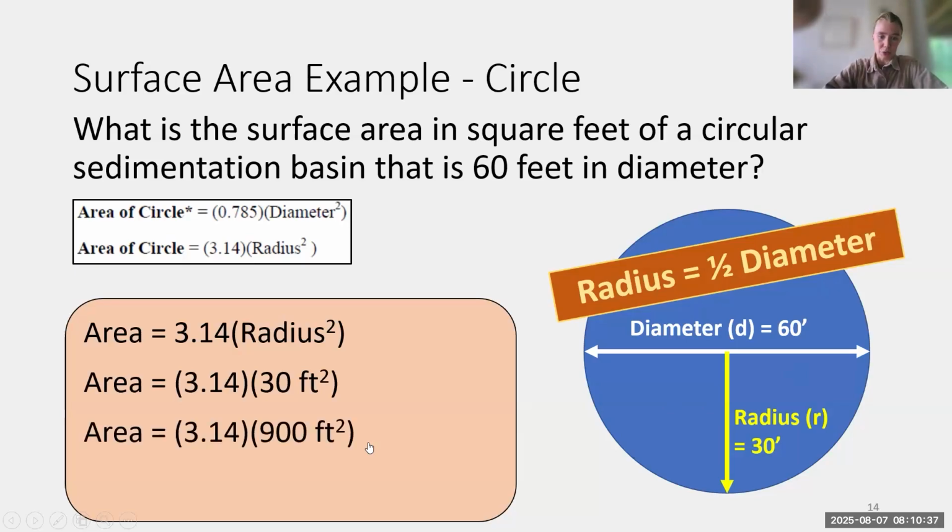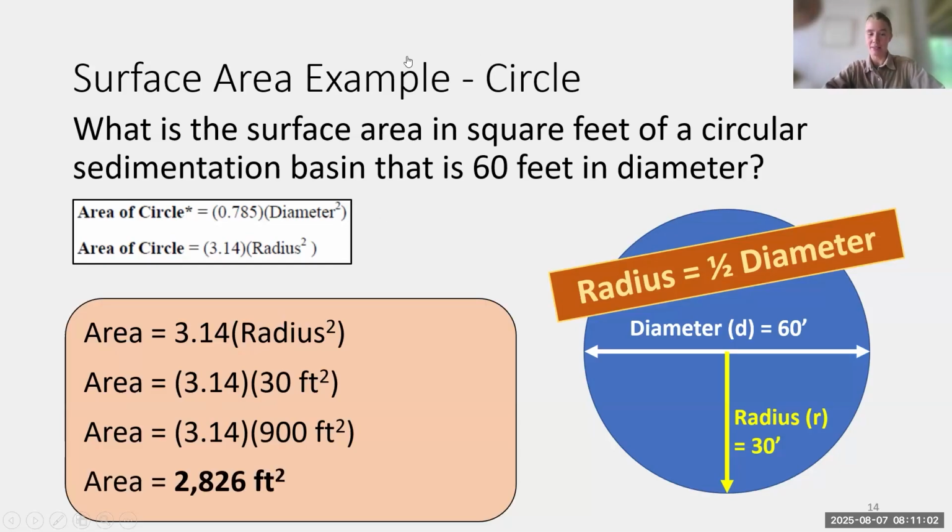And if we do 30 feet squared, that's 30 times 30, which is going to be 900. So we've got 900 feet squared times 3.14 as our final calculation. And our final answer will be an area of 2,826 feet squared for a circle with a diameter of 60 feet. So does that all make sense?